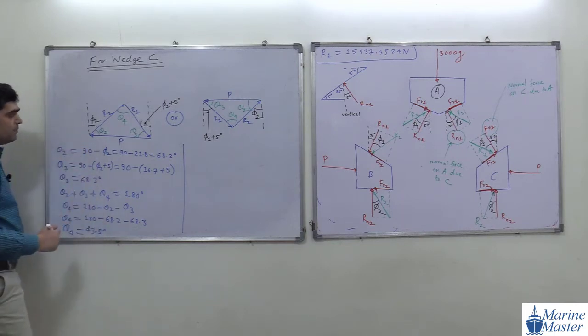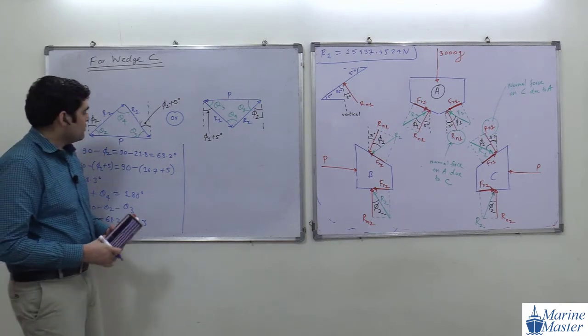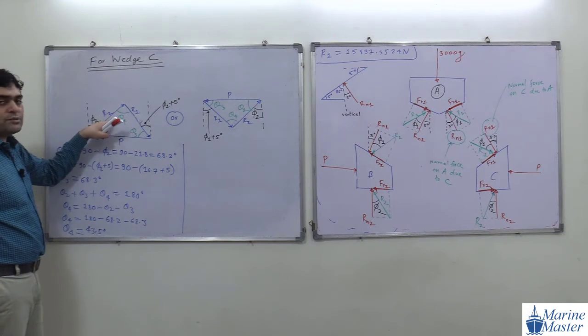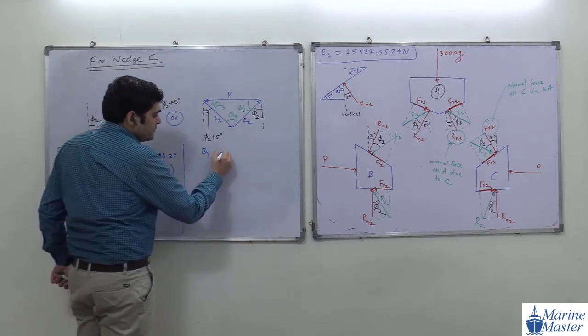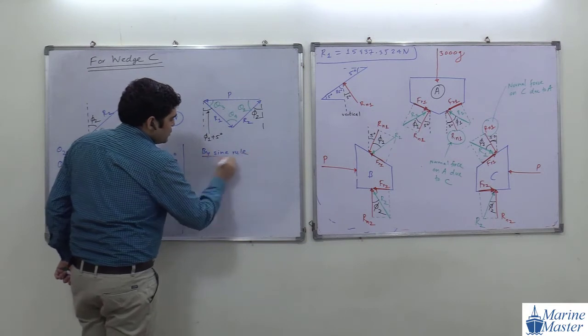So we got theta 4. Why did we calculate theta 4? Because we need P. Opposite to P is theta 4. So then we will apply the sine rule, our favorite thing. Simple to apply. So what is the sine rule saying?